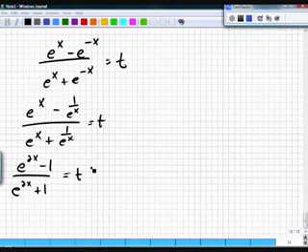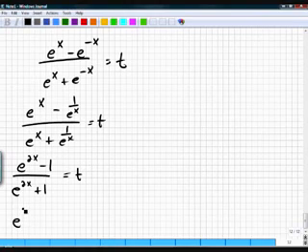Okay, the next step, I'm moving my e to the 2x plus 1 over here, so I now have e to the 2x minus 1 equals, and we're going to have to distribute that t as we move it, te to the 2x plus t. Any questions?